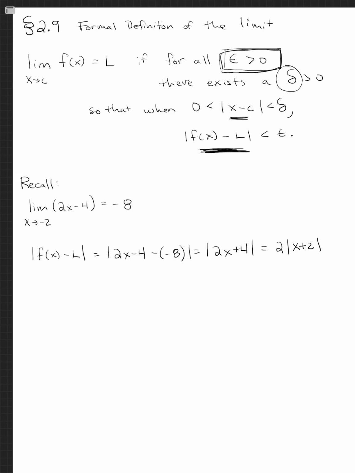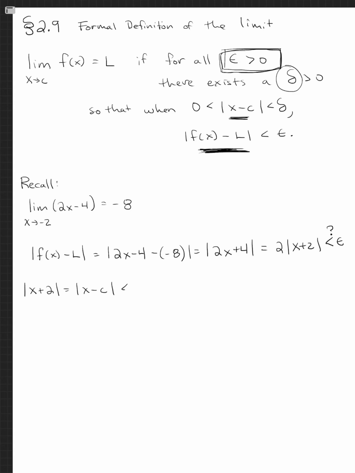So that's all we did before, and we sort of vaguely hand-waved at that point and said, well, if x is close to negative 2, then x plus 2 is very, very small. So since these two things are equal, 2 times something very, very small is still pretty small, so we're good, right? But here we want to specify that we want to talk about delta and epsilon, right? We want to show that this guy is less than epsilon.